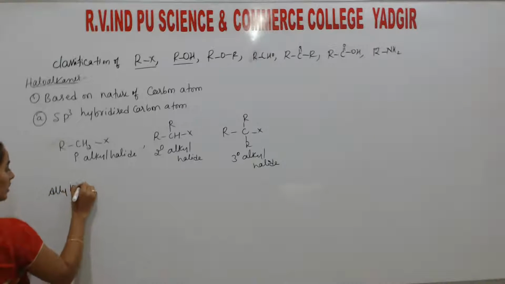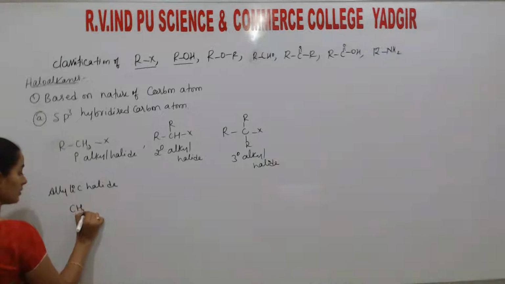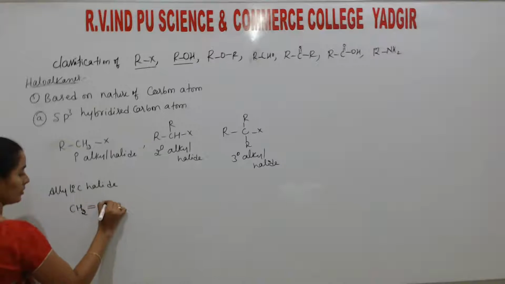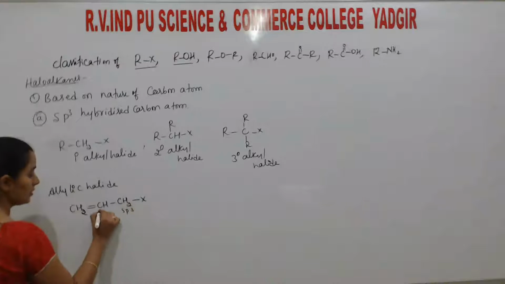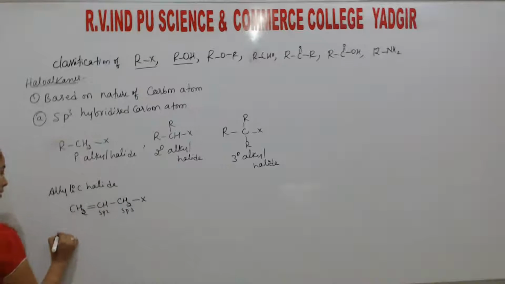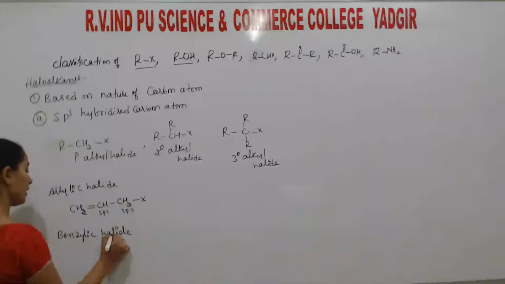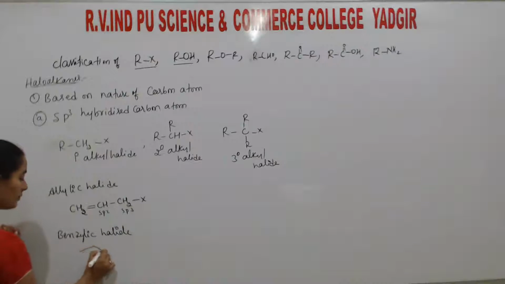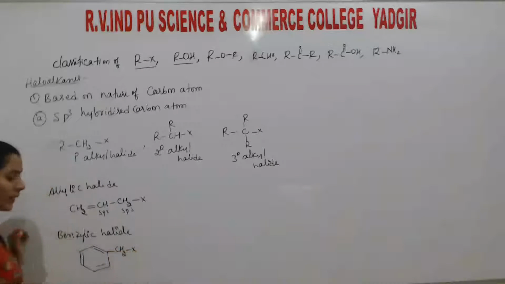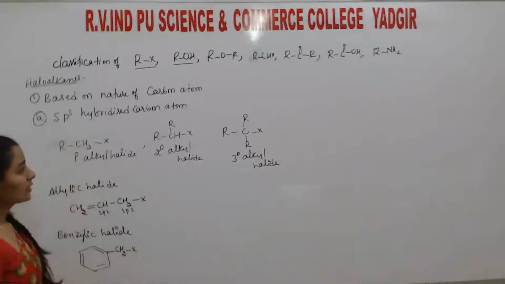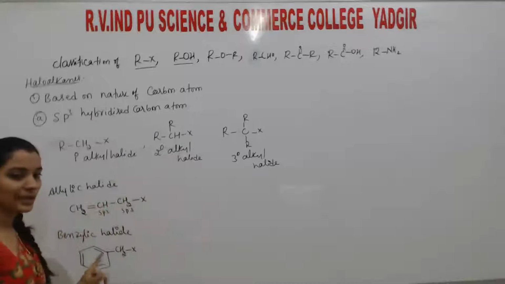Primary, secondary, tertiary we did. Another one is allylic, that is CH2 double bond CH single bond CH2X. This is sp3 hybridized. This is sp2 hybridized. Allylic. Next, benzylic halide. That is the benzene ring, that is sp2 hybridized, to which an sp3 hybridized carbon atom is attached, and this is the X. So these are the classifications based on sp3 hybridized carbon atom, that is allylic and benzylic halide.